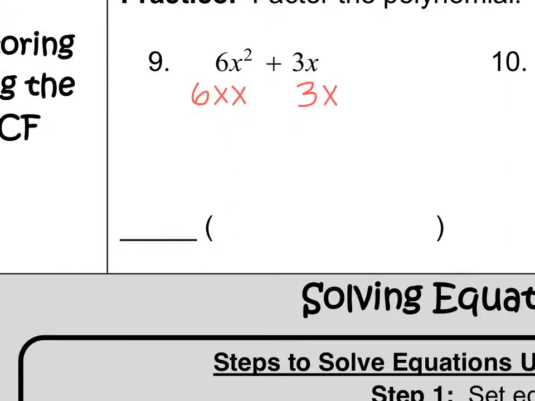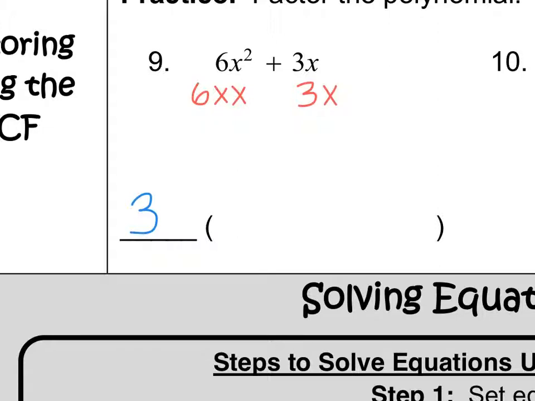Okay, so we're going to write our greatest common factor here on this line, and then we're going to put everything else remaining in our parentheses. So let's see how that works. I look first at my coefficient. I have a 6 and a 3. So I'm going to start with my smallest number. 3 is in common with both of them. So I'm going to pull out a 3. That's the first part of my common factor.